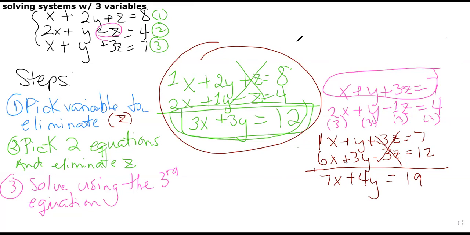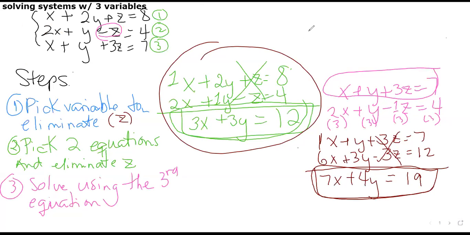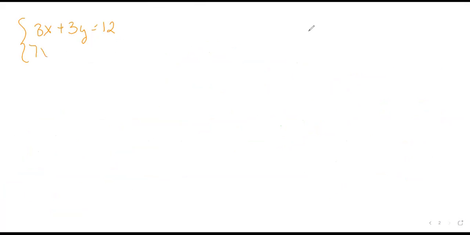Exactly. So now I have two equations. I need to add an extra page. Okay. So let me rewrite my two new equations over here. So it's 3x plus 3y equals 12. And 7x plus 4y equals 19.